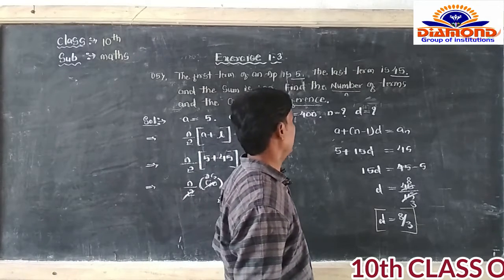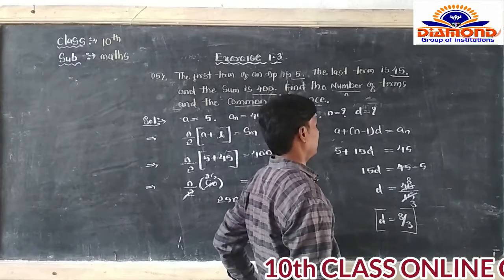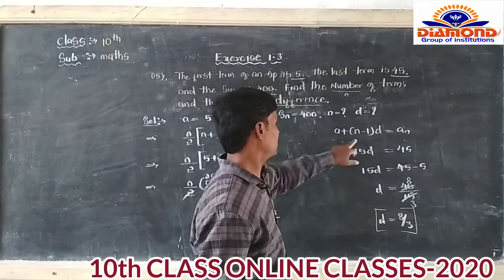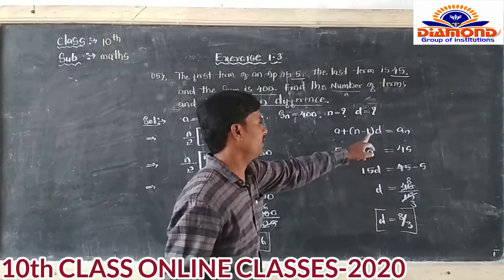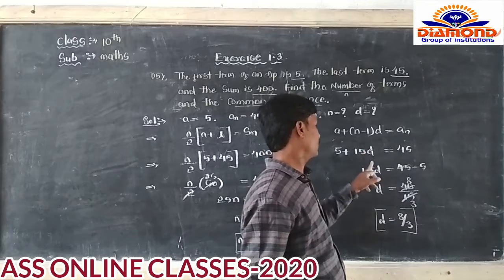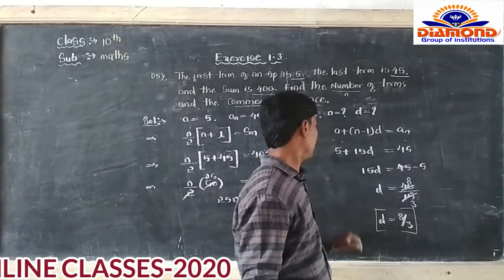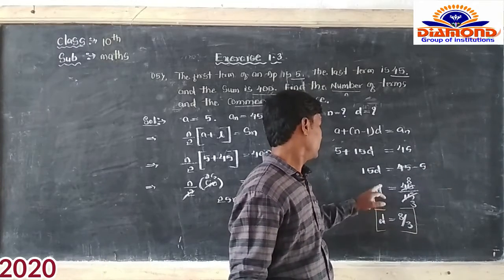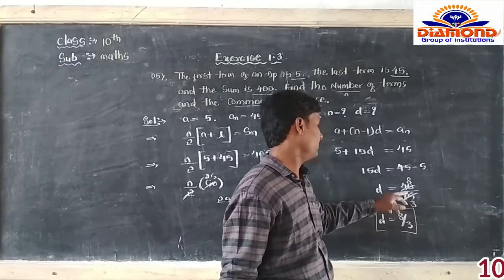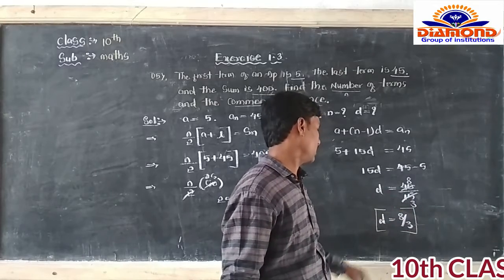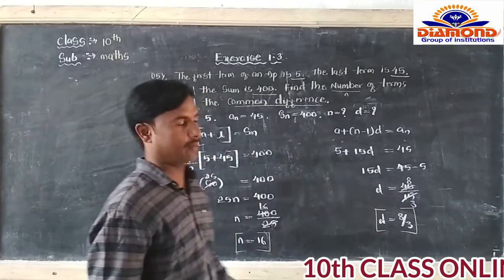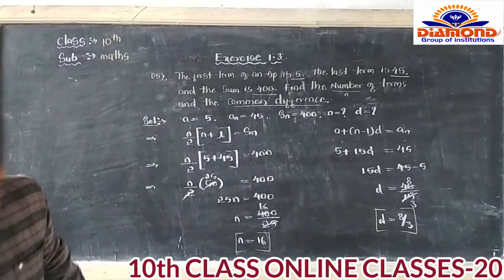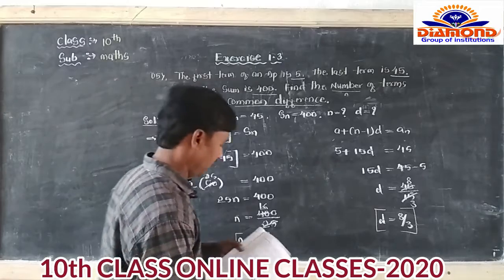Now we are finding a plus (n minus 1) d is equal to an. The a value is 5, plus, as we already know, 16 minus 1 is equal to 15. So 15d is equal to 45 minus 5. Then the common difference is equal to 40 by 15. So 5 threes are 15, 5 eights are 40. Common difference is equal to 8 upon 3, and n equal to 16. Common difference is equal to what, dear students? Common difference is equal to 8 by 3.